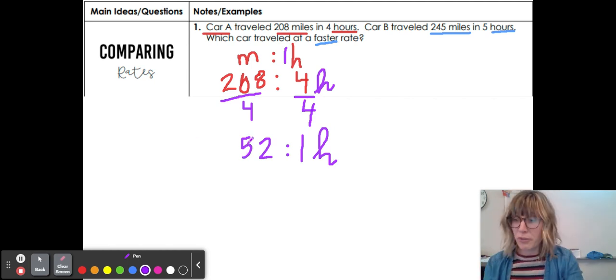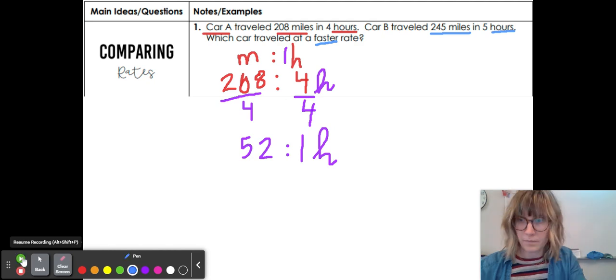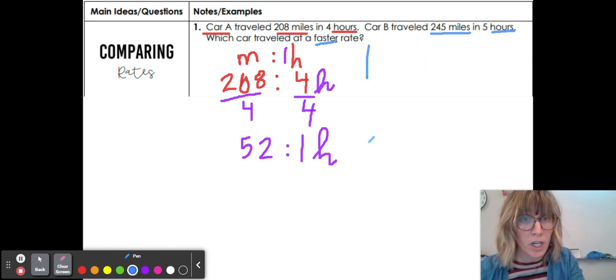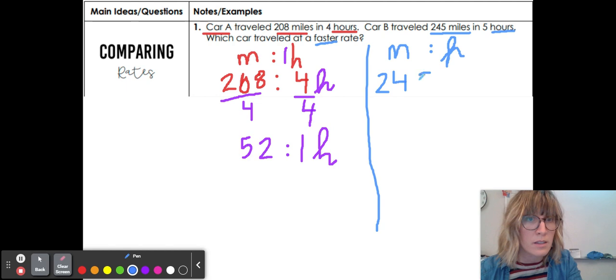So we have 52 miles per hour for car red, or car A. Well, let's figure out car B. So we want to know, is it moving faster or slower than 52 miles in an hour? So we're going to set it up miles per hour. And then we'll say this time they're going 245 miles over the course of 5 hours.